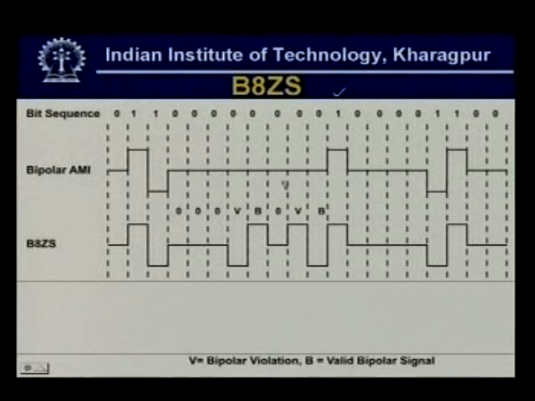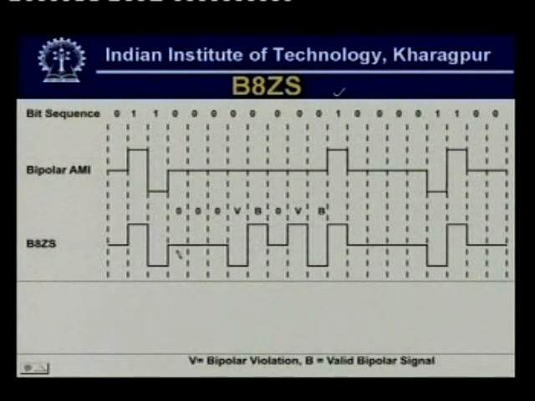Now, these 8 zeros are replaced by 0 0 0 V, and here V stands for bipolar violation. Why are we introducing violation? You may be asking, why violation? The reason for that is the other side should be able to understand that this is not a proper code. So, it has been forcibly introduced for the purpose of synchronization. So, it will be replaced by all zeros.